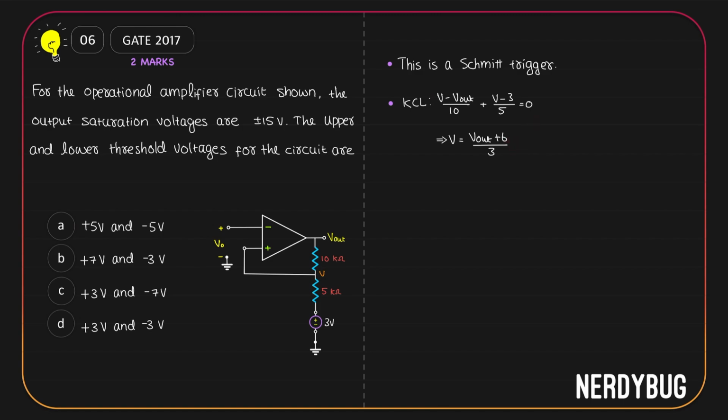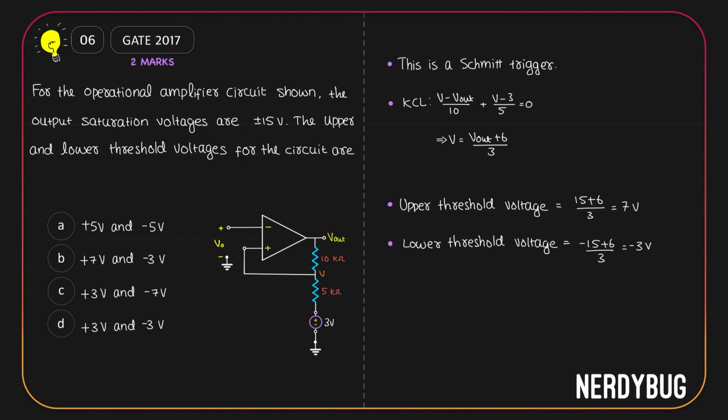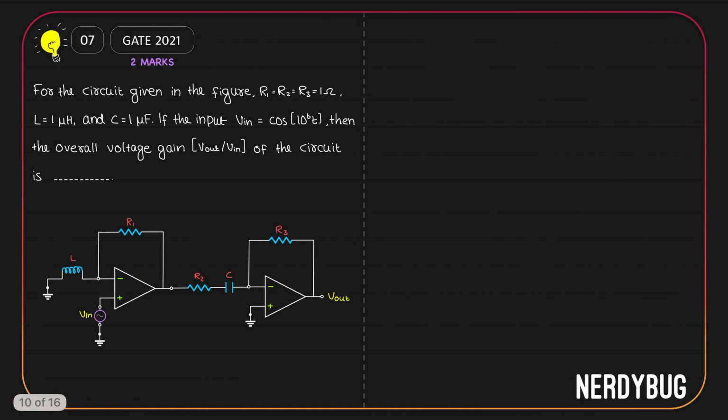We have to find the upper and lower threshold voltages of the circuit. When V has the upper threshold voltage, V output will be plus 15. So to get the upper threshold voltage, let us give the value plus 15 to V out. That gives us 7 volt. When V has the lower threshold voltage, V out will go to minus 15. So to get the lower threshold voltage, we have to give the value minus 15 to V out. That gives us minus 3 volt. Option B is correct. Let us see the next problem.